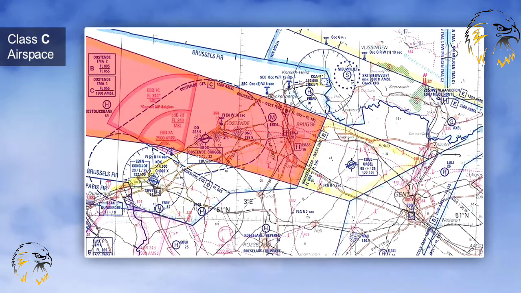Class C, IFR and VFR flights are permitted and are subject to ATC. IFR flight is separated from other IFR and VFR flights. VFR flights are separated from IFR and given information regarding VFR flights.